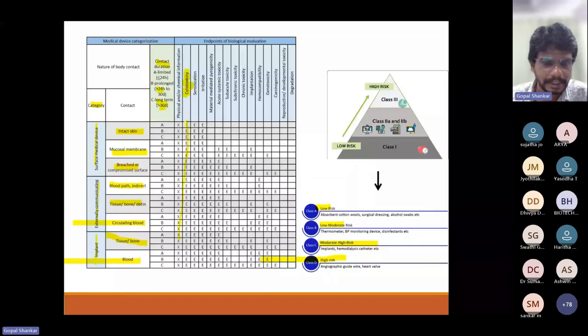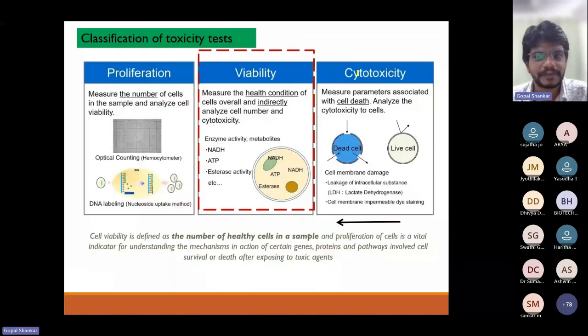We have to study this cytotoxicity. You cannot omit them. Okay. So what is the classification of cytotoxicity? I've told you cytotoxicity is nothing but cell toxicity, which will measure the parameters that are associated with cell death and analyze the toxic response. So if it is toxic, what will happen? It will rupture the membrane and the cells will start to die. If it is not toxic, the cells will be alive.